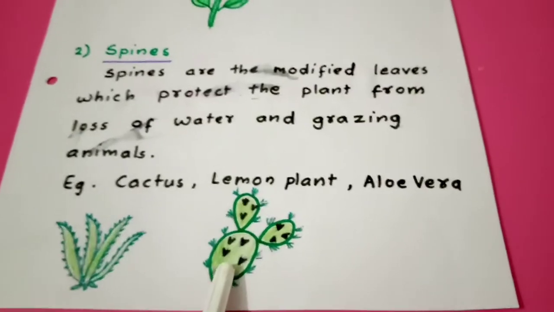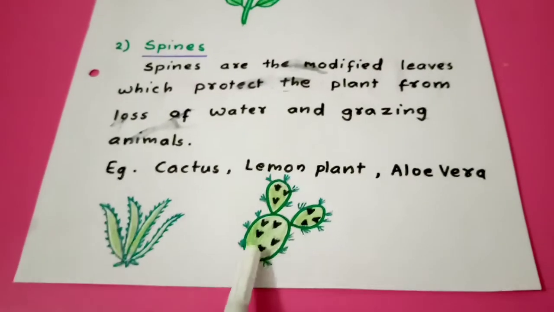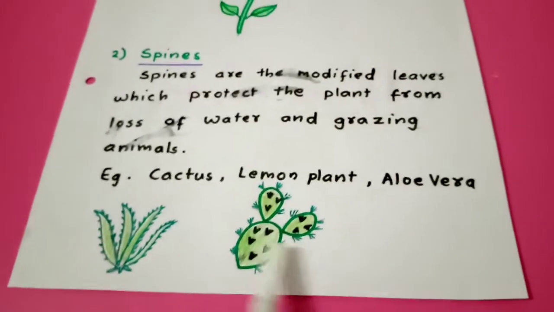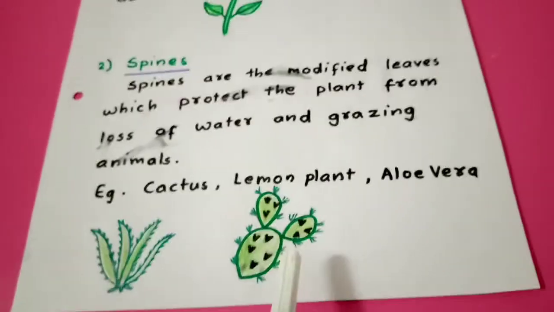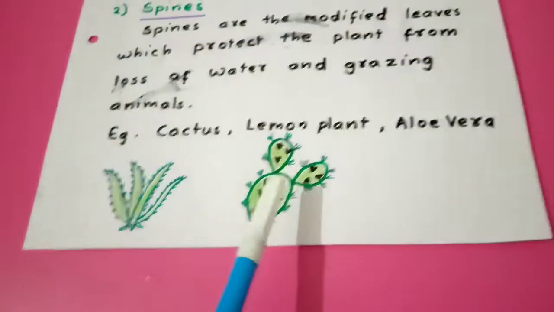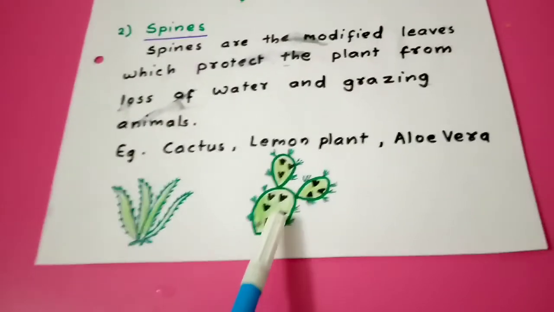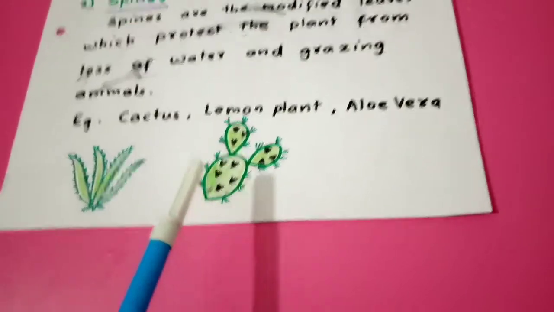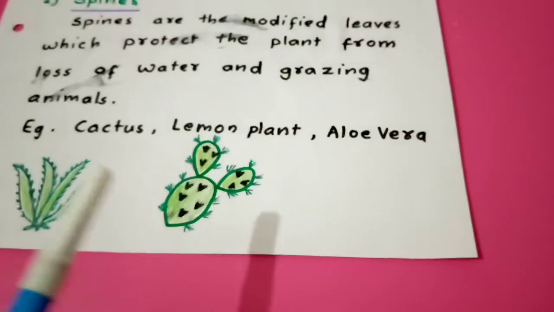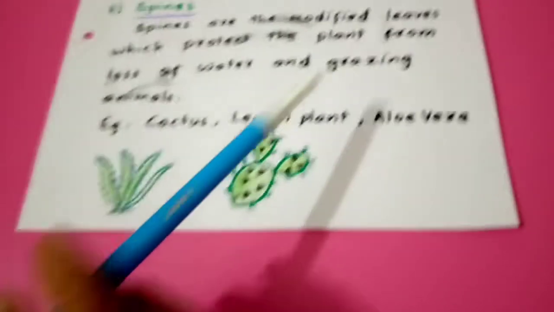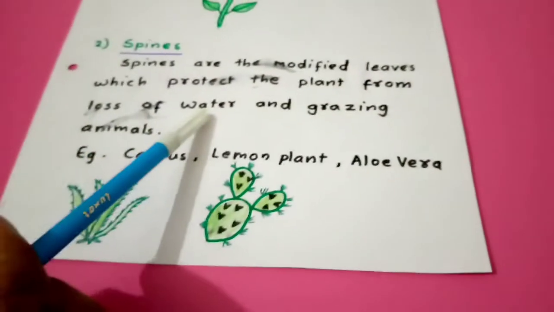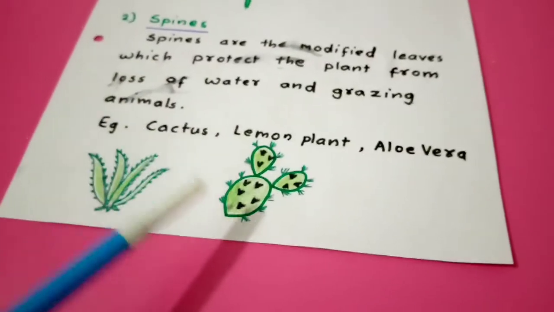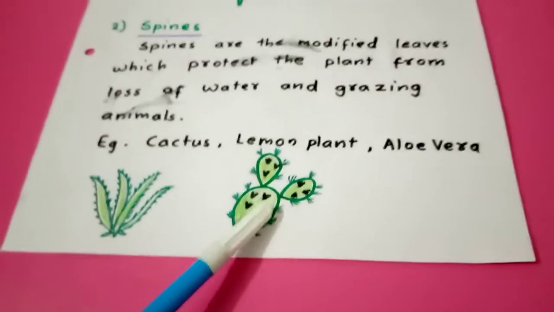In cactus, a fleshy green stem is there, and in that you can see thorns, the spines. These spines are modified leaves. Cactus lives in a desert climate, so you know that they need very little water. The water they have in their body needs to be preserved, to avoid loss of water by transpiration. So the leaves are modified into spines.